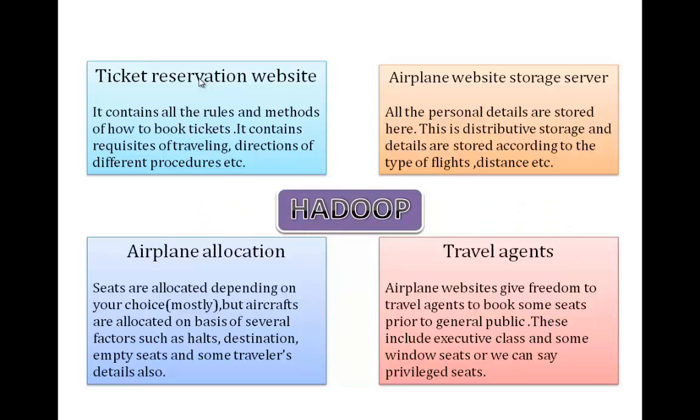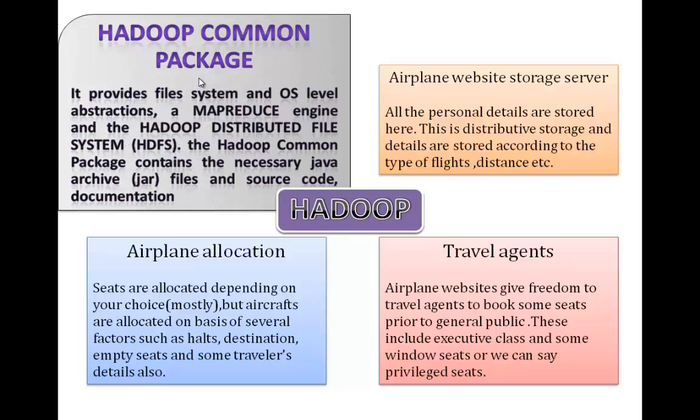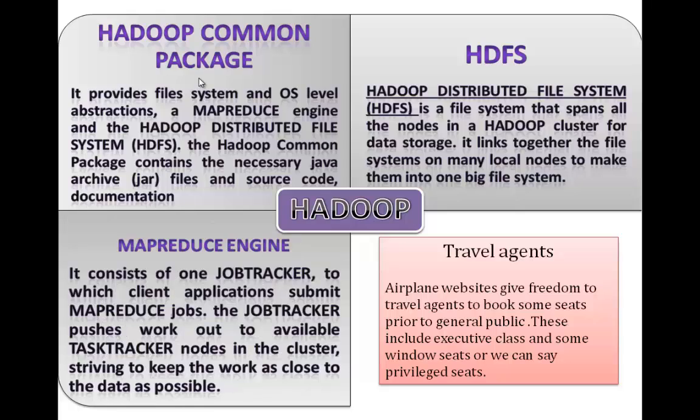Now let's compare this to the Hadoop system. Similarly, the Hadoop Common package provides all kinds of file system, OS level files, documentation, support code, and source code. Since it is open source software, it always supplies source code. The website storage server will be converted to the Hadoop Distributed File System. It will span over all the nodes in the cluster. That means if there are 5 computers or 10 computers, this HDFS will consist of all those computers' storage. It will link them all together so as to act like a single storage. It provides high aggregate bandwidth.